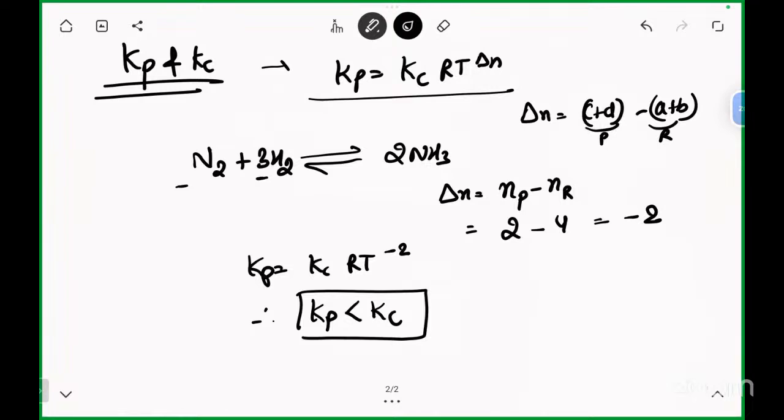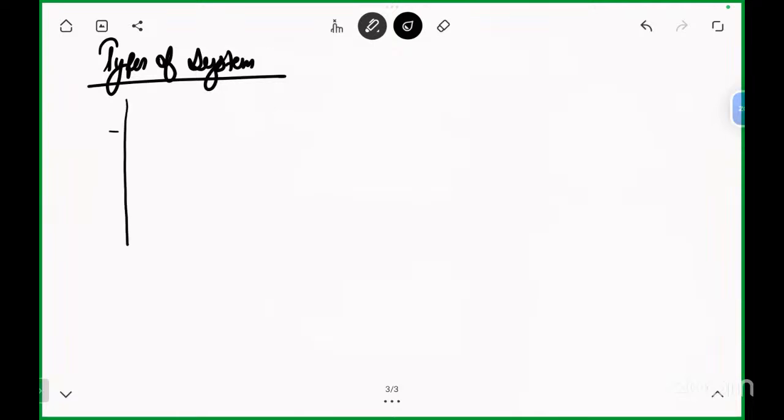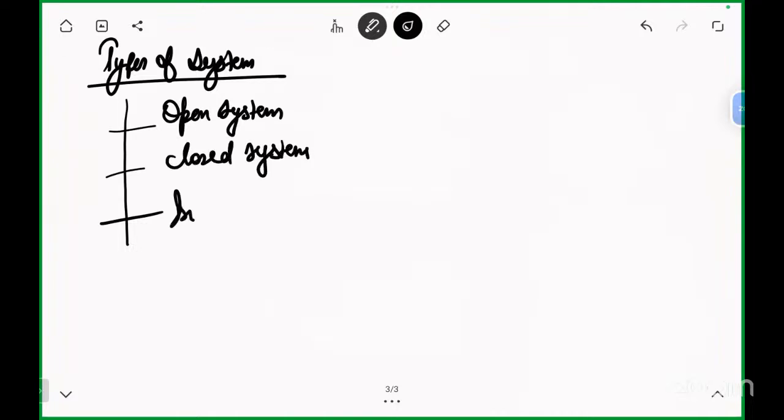Okay. The next important topic is types of system. In thermodynamics we have discussed that three types of systems are there. First one is the open system, second one is the closed system, third one is the isolated system. In case of an open system, heat is exchanged and matter is also exchanged. For example, I have a cup of tea: the matter can exchange outside and the heat can also exchange outside, so it's a sort of open system.